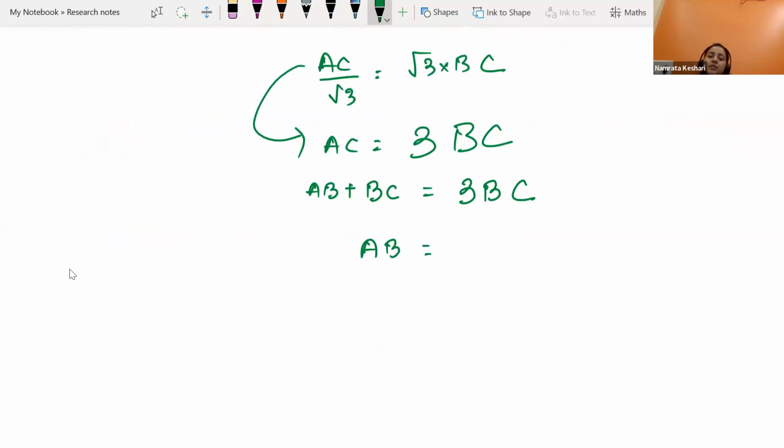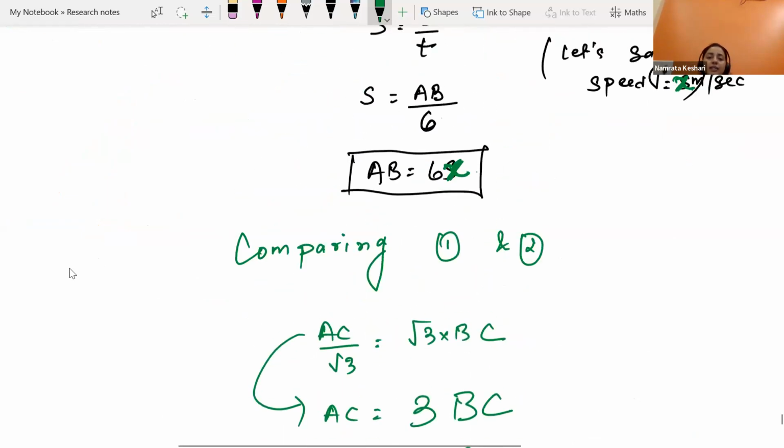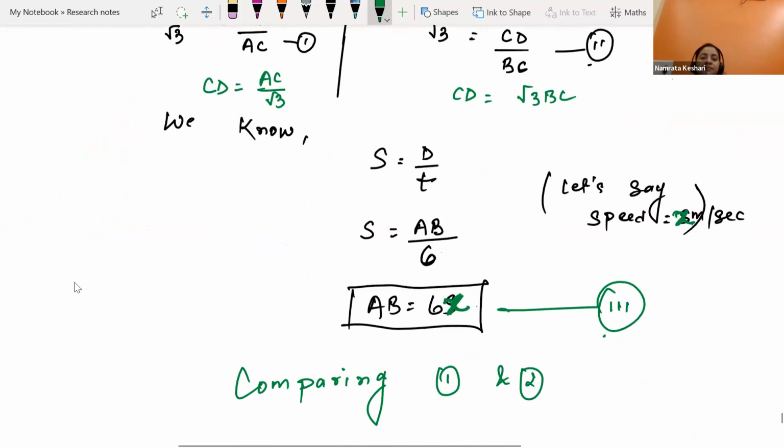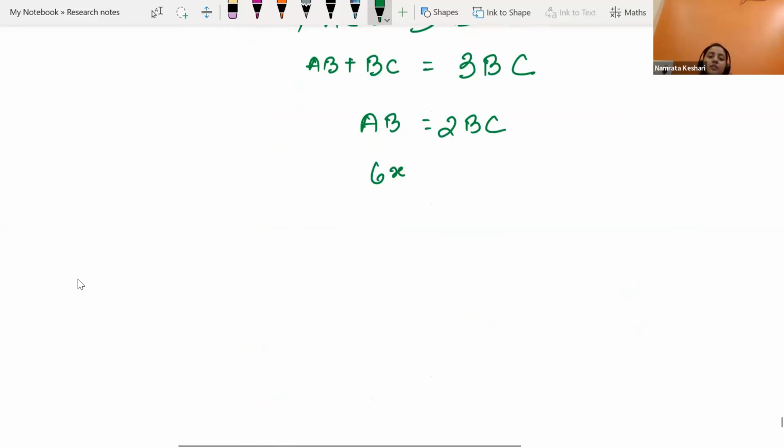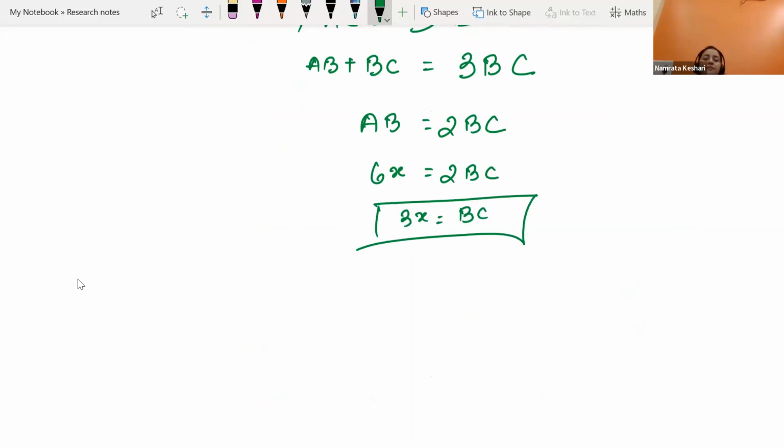AB is equal to 2BC. AB is what? Now only we have found AB is 6x. Yes or no? AB is 6x. Let's substitute it over here so that BC also will be in terms of x. So BC will be 3x, is it so? But I told you, exactly BC we don't have to find. We have to find the time taken to cover BC.